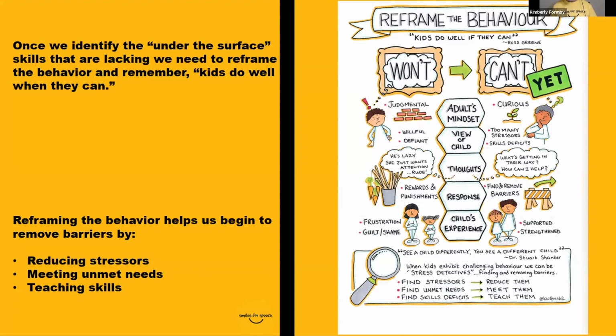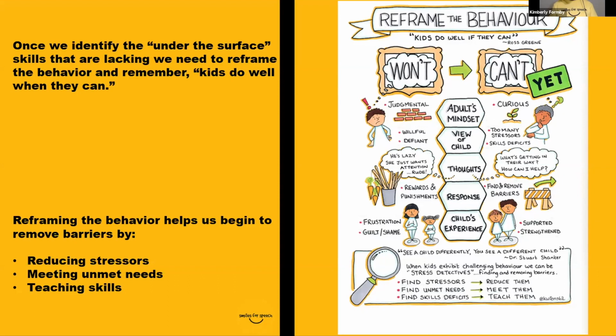What can I do to remove barriers to help this child? And then rather than thinking of punishments, this child needs to be sent to timeout, or this child needs to have something taken away from them, thinking about what are those barriers. And when we go through this process, not only do we change our framework of how we approach the child, but we also change the child's experience from one of frustration and guilt and shame to one of feeling confident in themselves and empowered.